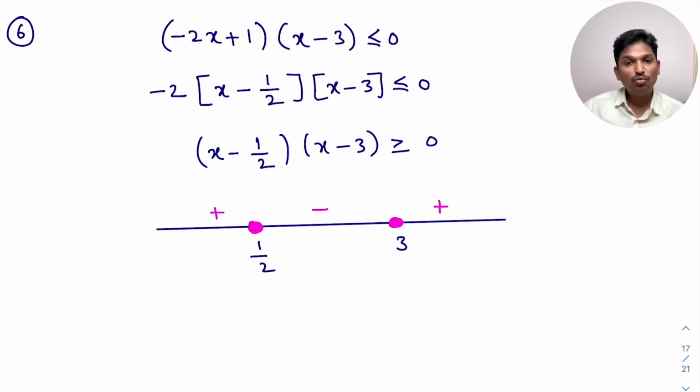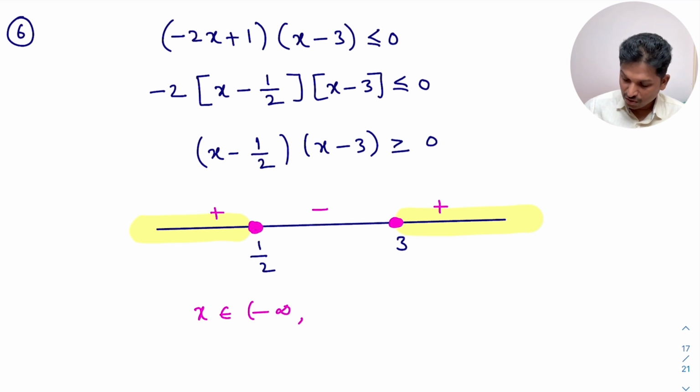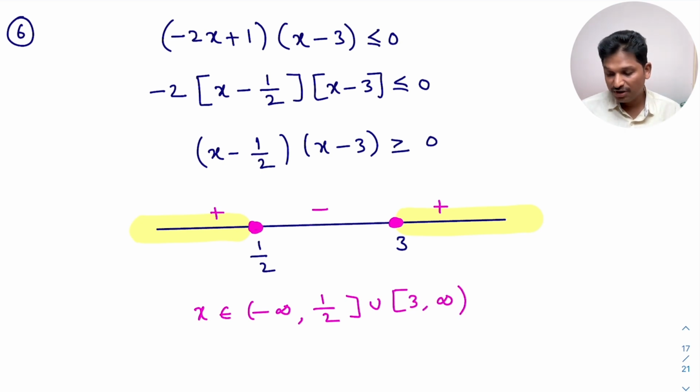Okay. Now what are we looking for? We are looking for this greater than or equal to 0. Greater than or equal to 0 means positive sign, right? This yellow color part is there, na? That is the required solution. Greater than or equal to symbol is there. These points are also included. Okay. So what is the solution for this? x belongs to minus infinity to closed 1 by 2 union closed 3 to infinity. I hope you understand the solution of this problem.